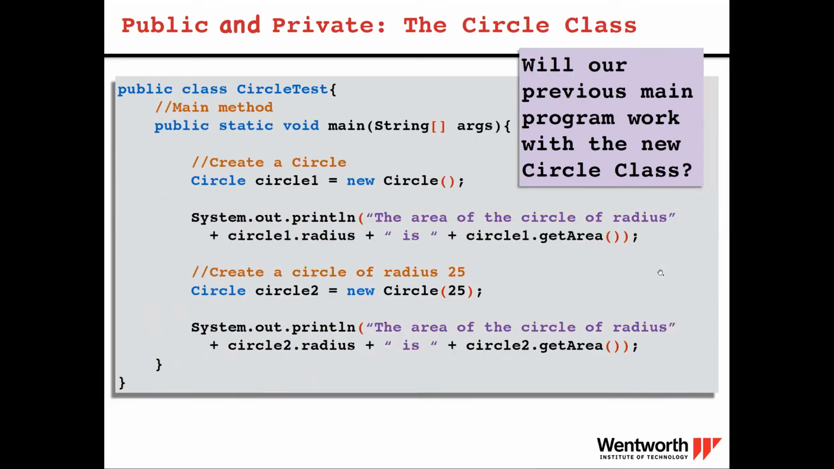All right, so if we go back over to main for this circle class, so for some of the code from last time, we have a bit of a problem now because our radius data is no longer public. I cannot directly access the radius outside of that class, essentially outside of that file. So this will no longer work.